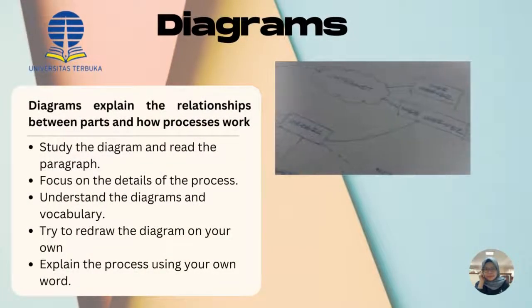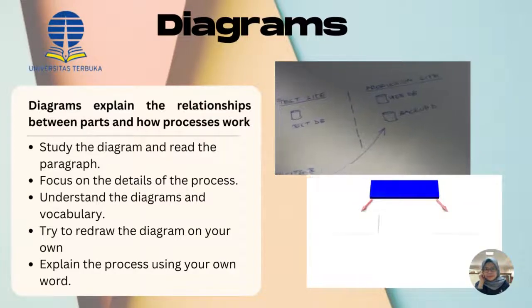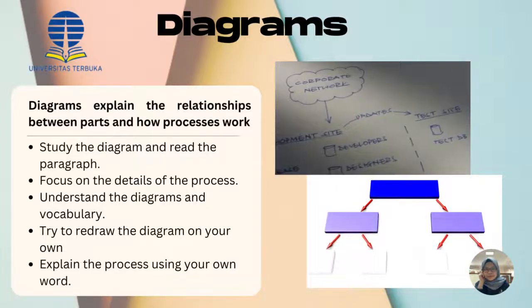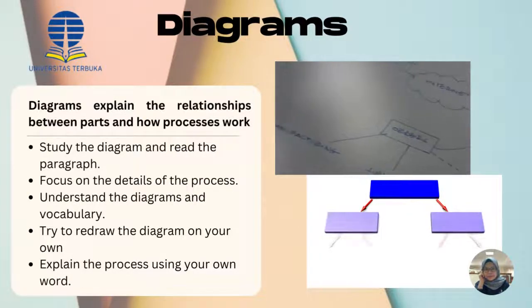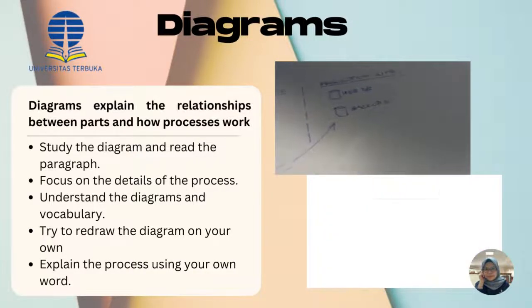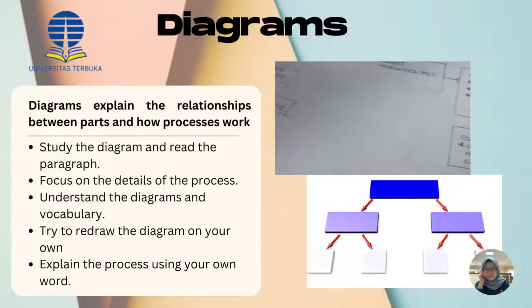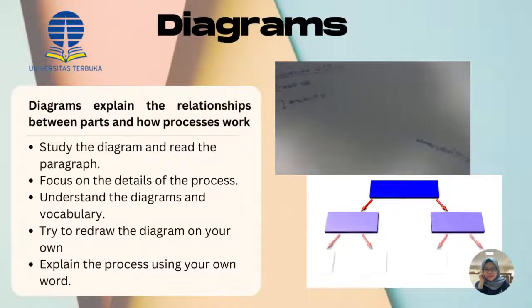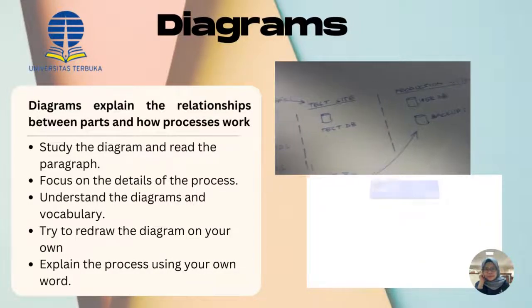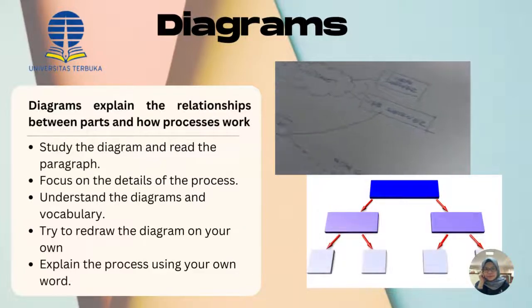Diagrams explain the relationship between parts and how processes work. To increase your understanding of diagrams, study the following suggestions. 1. Study the diagram and read the paragraphs that describe it. 2. Focus on details of the process by reading the diagram and text several times. 3. Make sure you understand the diagrams and vocabulary. 4. Try to redraw the diagram on your own to study the diagram. 5. Explain the process using your own words to test your understanding.